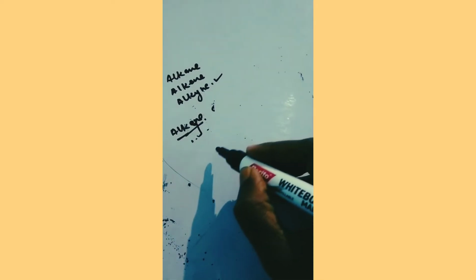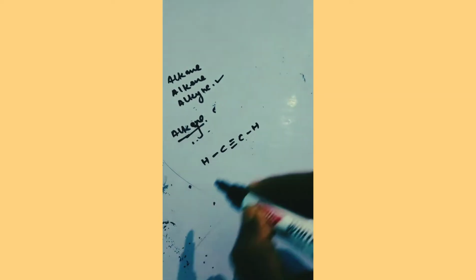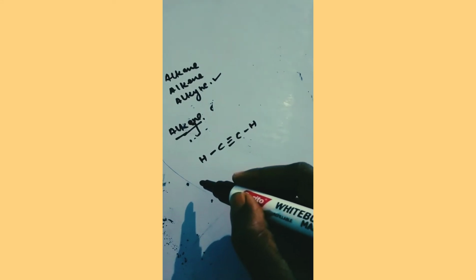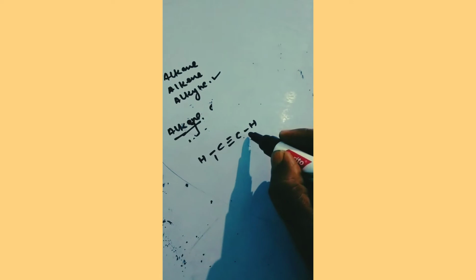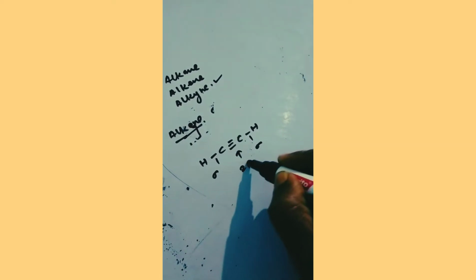Alkyne means this one. In alkyne, the simple alkyne is this one, acetylene. Okay, it is known as acetylene, and if you see here, which type of bond is present? Sigma... in this, 2 pi and 1 sigma.